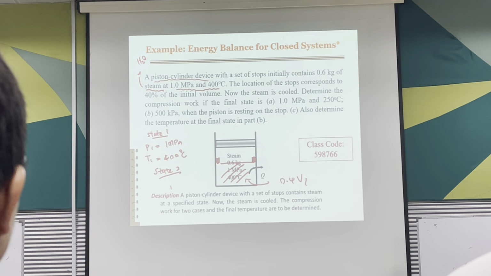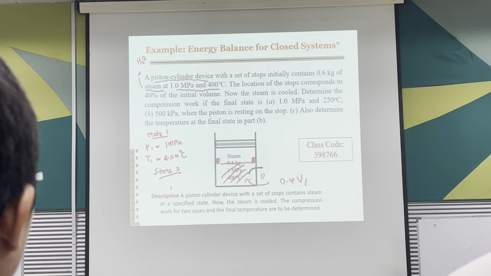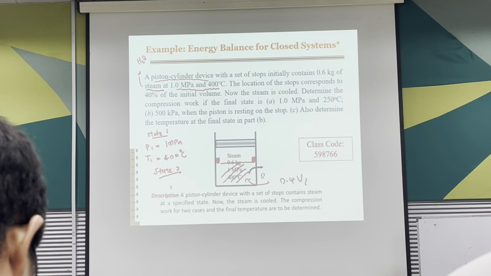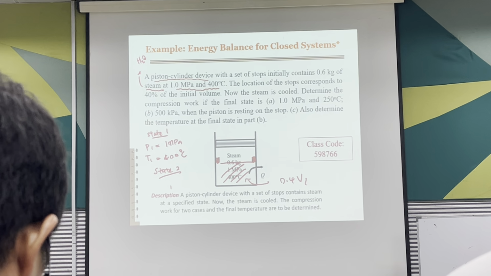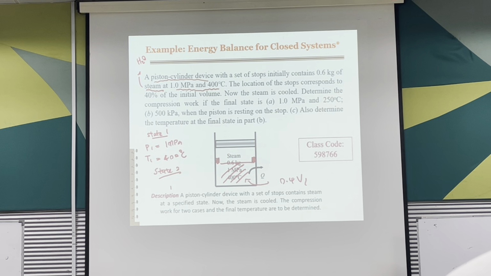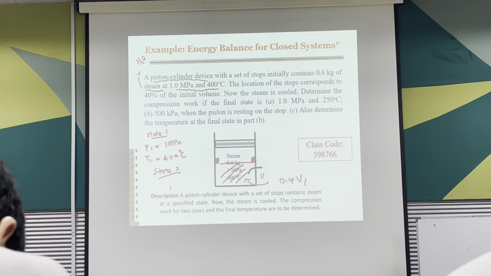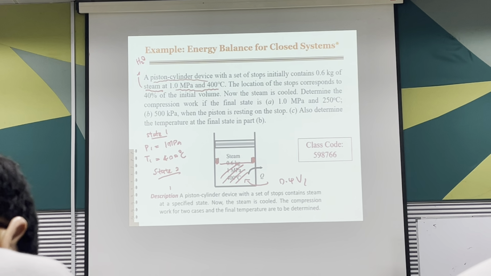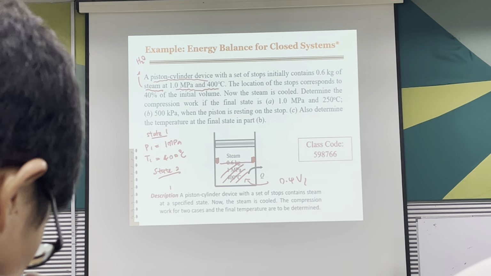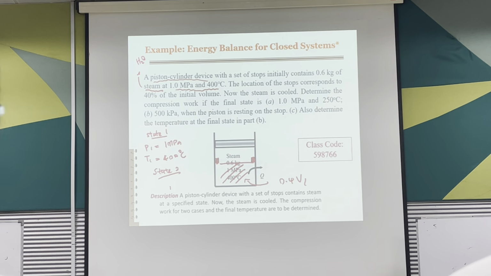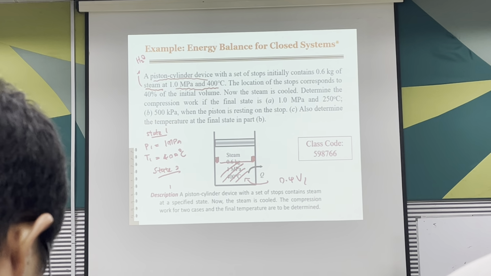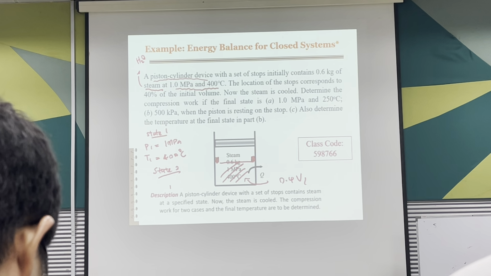Okay, so we look at A first. So A actually is pretty straightforward. You can see that it is actually an isobaric process, right? Because the pressure doesn't change. So basically, it changed from 1 megapascal 400 degrees Celsius to 1 megapascal 250 degrees Celsius. You are asked to find the compression work, which means you are actually looking for the boundary work, right? So in order to find boundary work, what information do you need to find based on these 2 properties?